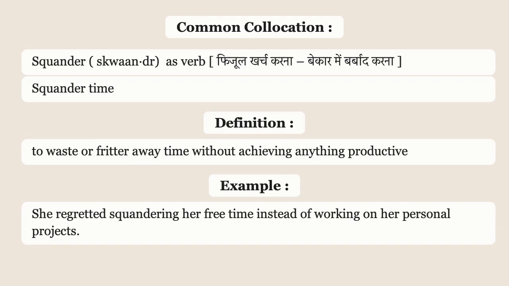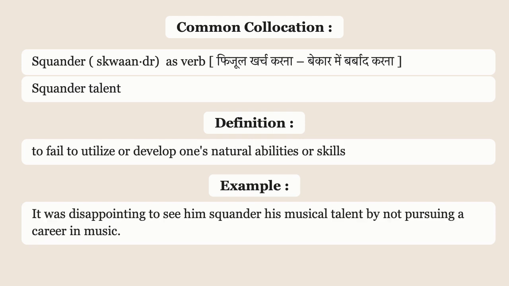Squander time. Definition: to waste or fritter away time without achieving anything productive. Examples: She regretted squandering her free time instead of working on her personal projects. Squander talent. Definition: to fail to utilize or develop one's natural abilities or skills. Examples: It was disappointing to see him squander his musical talent by not pursuing a career in music.